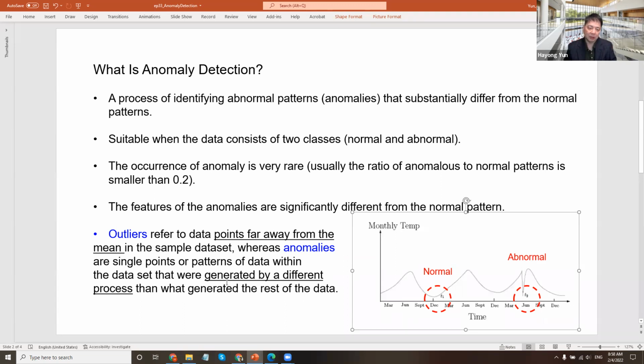For example, in financial transactions, the normal transactions are done for harmless, ordinary financial concerns, whereas abnormal fraudulent transactions are generated by a different process in the sense that they are meant to be some illegal activities, isn't it? And in a picture, for example, in temperatures, here those are normal patterns, but for the abnormal patterns you can see that there's some breakdown. It's very abnormal and not continuous, for example.